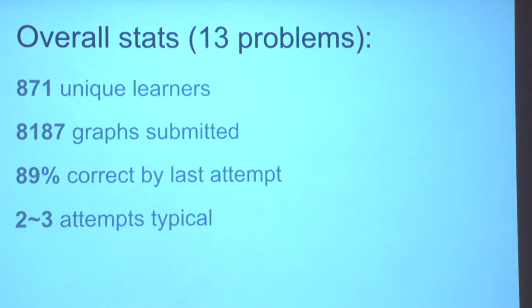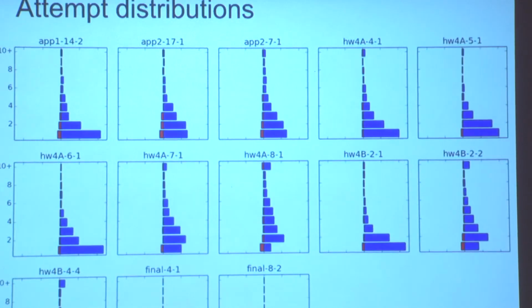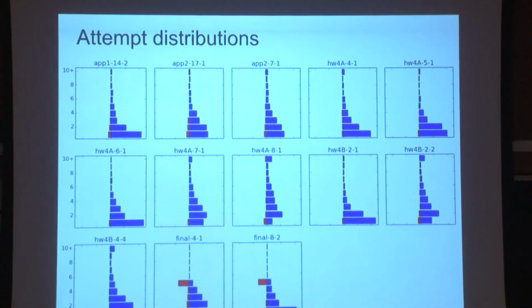About 89% of them were correct by the last attempt. That varied depending on the particular problem, but overall, people seem to be getting these right, which is encouraging. And people seem to be getting them right in a reasonable number of attempts, typically. So generally, we saw 2 or 3 attempts for people to get them correct.